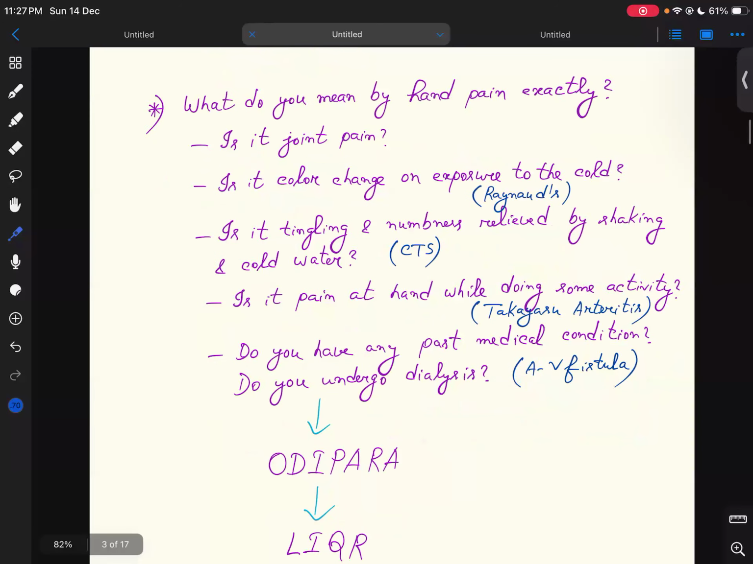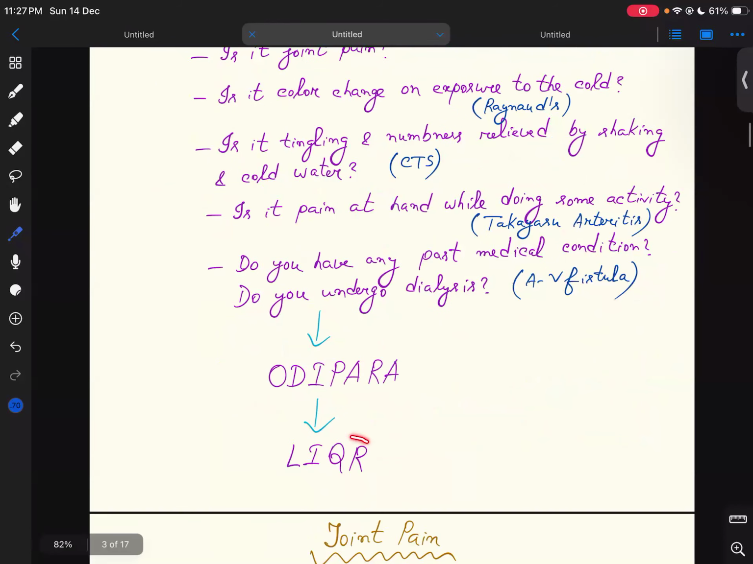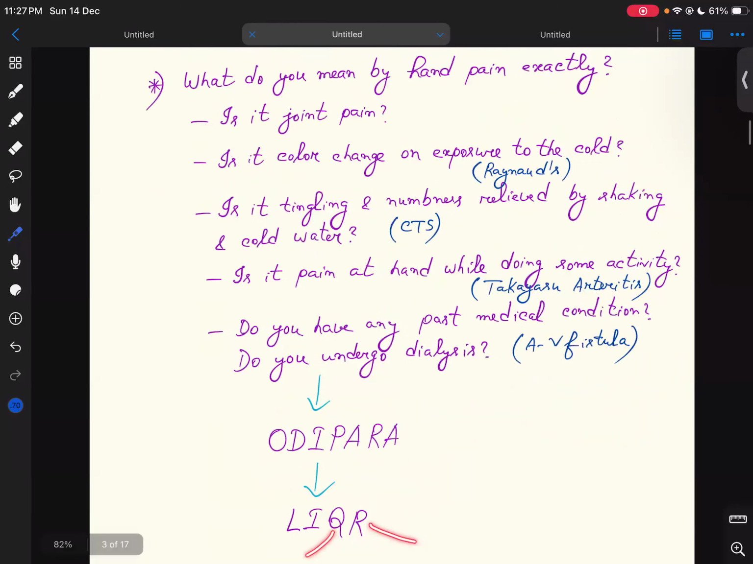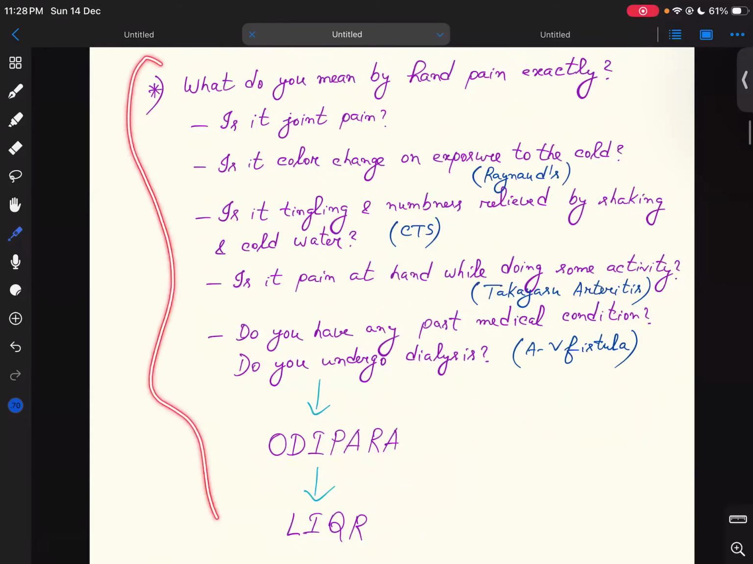So after getting the diagnosis, the next thing will be analyzing the symptom using the mnemonic SOCRATES. You all know what SOCRATES means. Then we have to analyze the symptom using LICOR. That is, we have to localize the pain, we have to identify the intensity, we have to identify the quality and radiation. So this is all for hand pain in general.